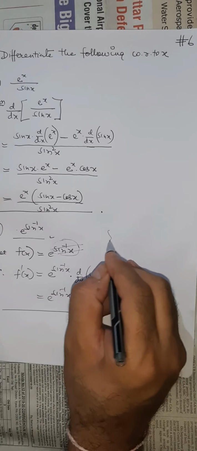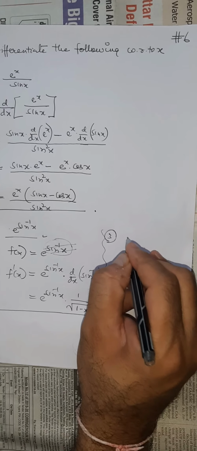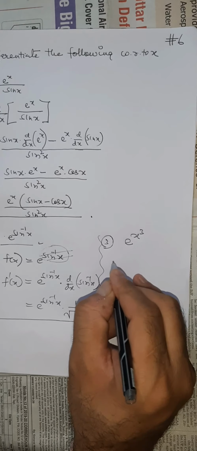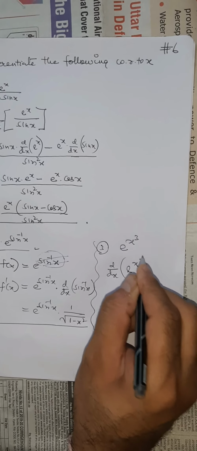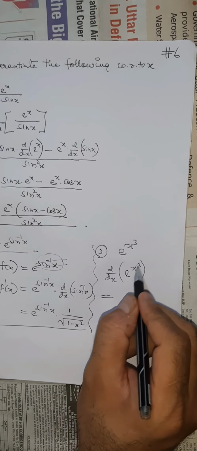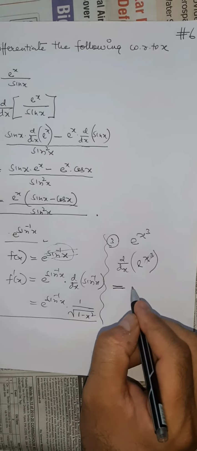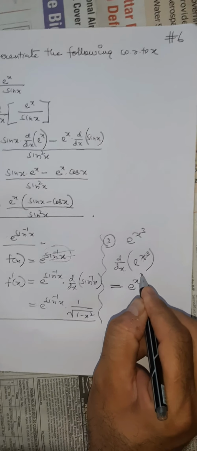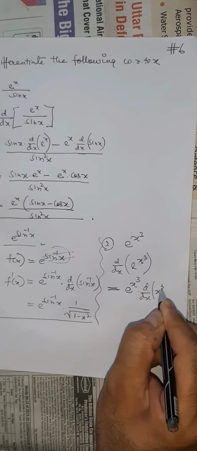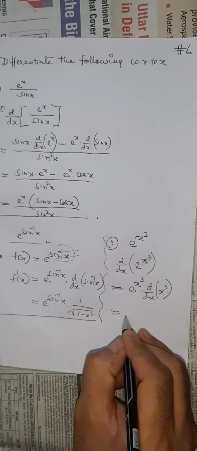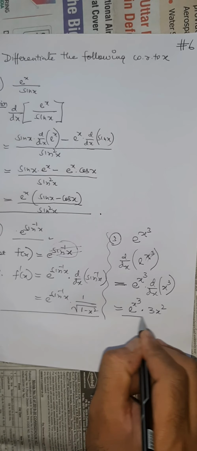Third question, question number 3. There you are given e raised to x cube. So d by dx of e raised to x cube. You imagine this is like x. So here e raised to x into d by dx of x cube, like the previous question. So e raised to x cube into derivative of this, which is 3x square.